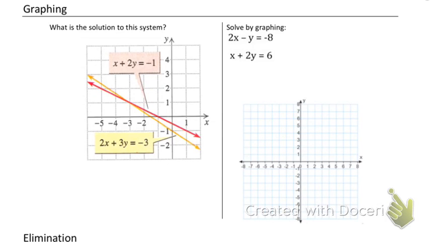to this system. And it's just where the lines intersect. So we're looking at right there. So that is the point. So you can either say it's the answer, the point negative 3, 1. Or you could put x equals negative 3 and y equals 1. Either one of those is an acceptable answer.